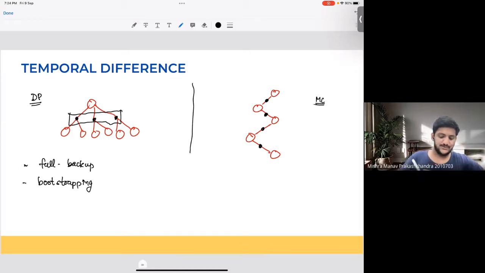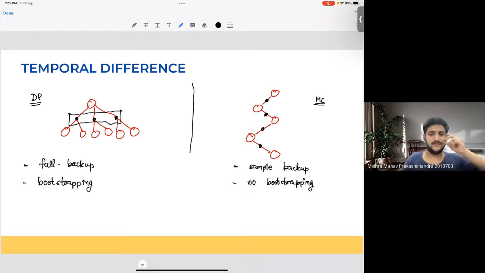The other approach is the Monte Carlo approach. In that, you don't have a full backup because you're trying to draw samples, and whatever backup you're doing is fully online. So whatever backup you have is not the full backup, but the backup that you get from drawing samples. So this is a sample backup, and there is no bootstrapping as such, because you don't have any estimate on which you want to do your updates. All you have are the true sampled values.